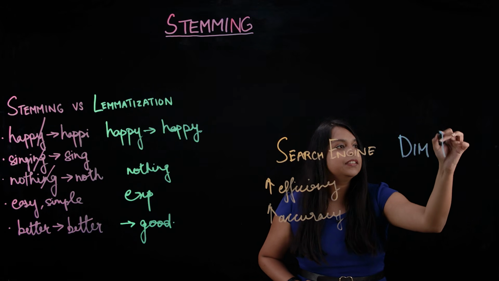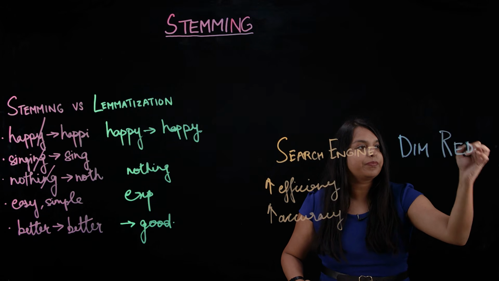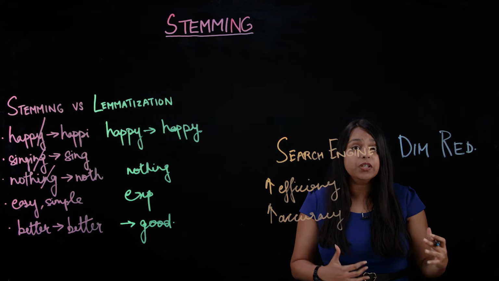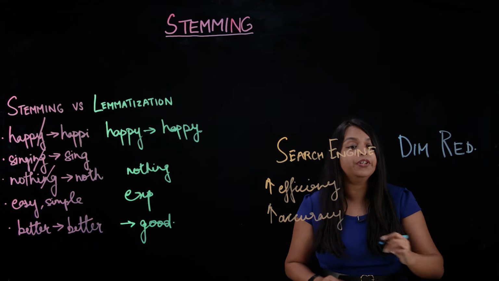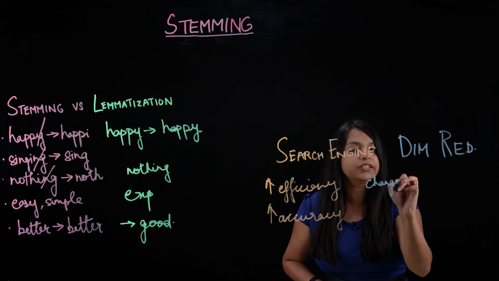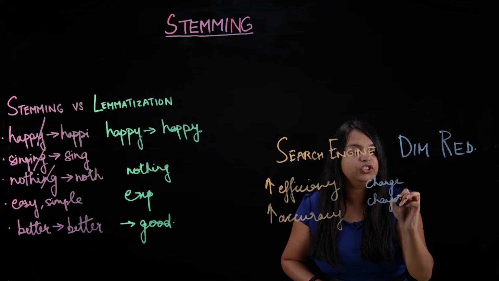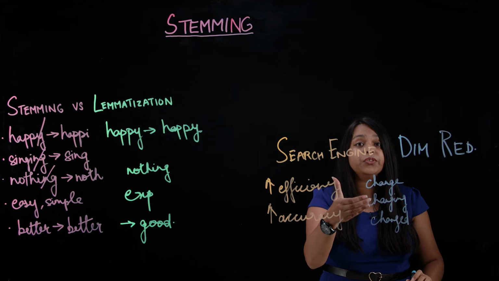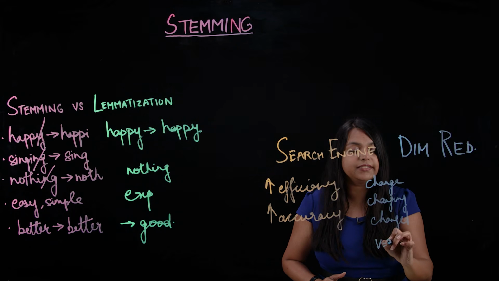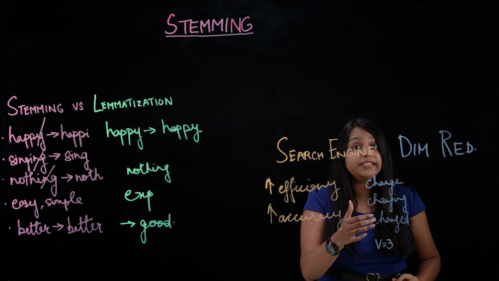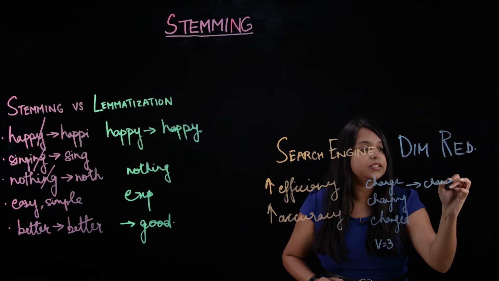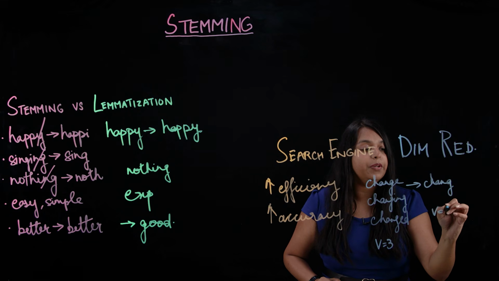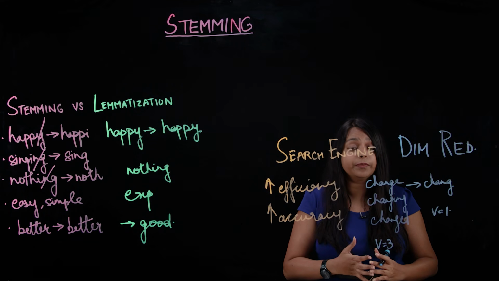The next use is dimensionality reduction. All of the different unique words that exist in your documents is what comprises the vocabulary, the entire vocabulary. Let's say, for instance, you have change, changing, and changed in your vocabulary, which are 3 unique words, making your vocabulary size 3. If instead you were to use only the stem for it, which in this case is change, your vocabulary would now reduce to just 1 word.